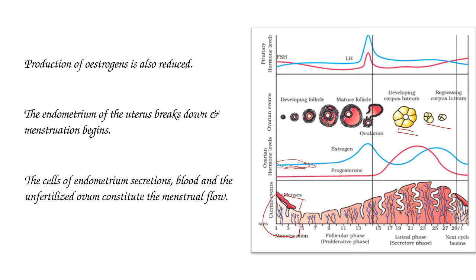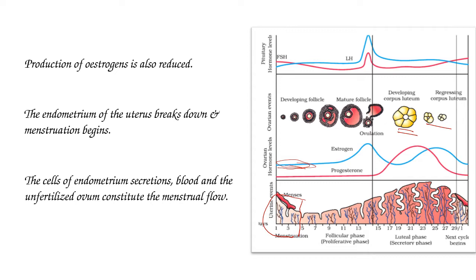So what happens during this menstruation phase? The endometrium of the uterus breaks down. The endometrium is the innermost layer of the uterus. Already we studied that the uterus consists of 3 layers: endometrium, mesometrium, perimetrium. The cells of the endometrium break down and menstruation begins.